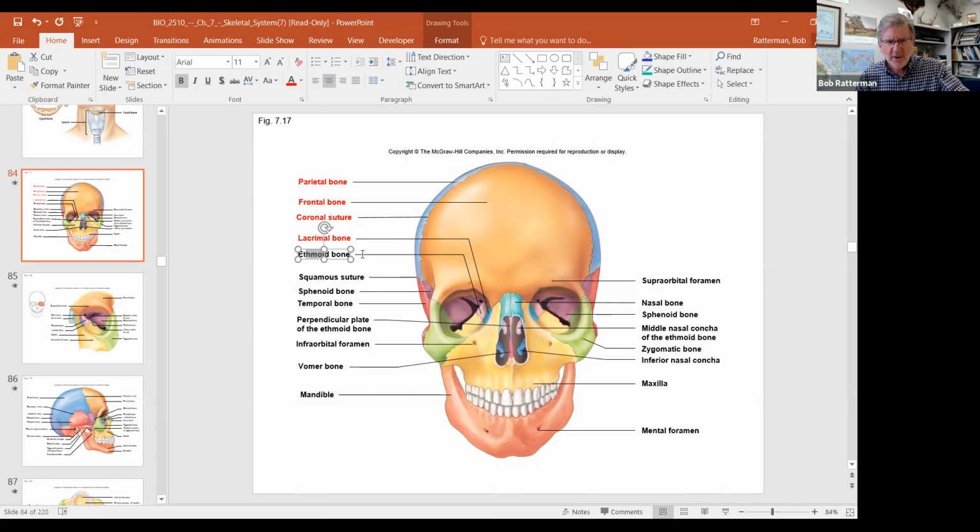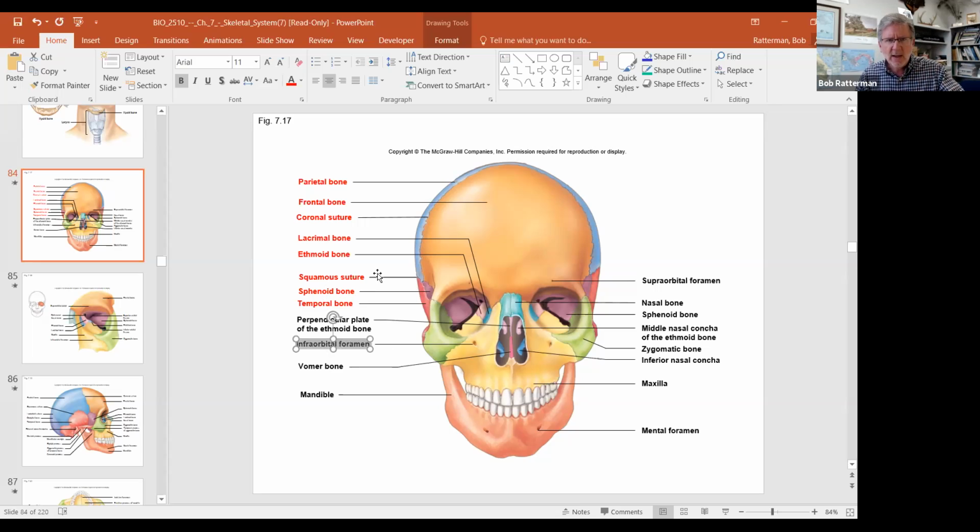Now, the vast majority of these are going to be red. So don't be surprised here if I continue to do this. In fact, this one's going to be red. This is going to be red. These are all bones that we've identified. The perpendicular plate of the ethmoid, this was a structure that I said you could omit from the ethmoid listing, if you remember, so we're not going to worry about that one.